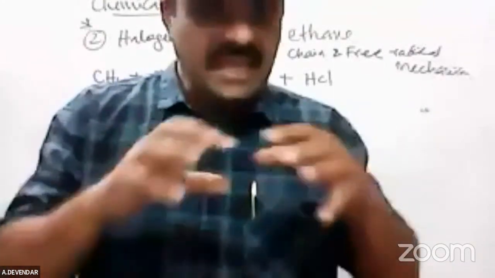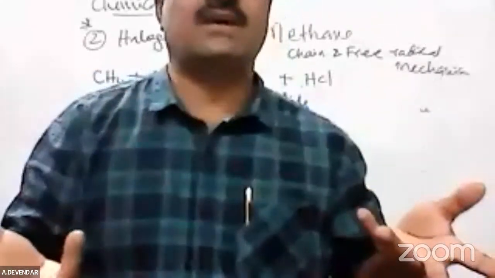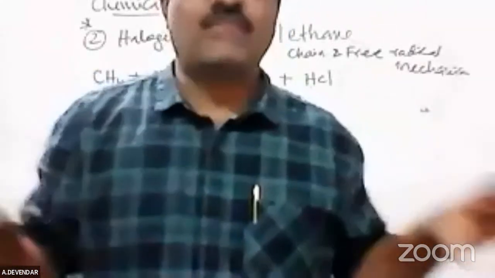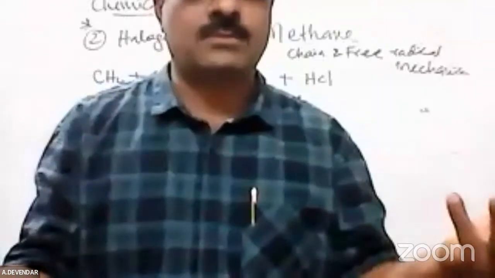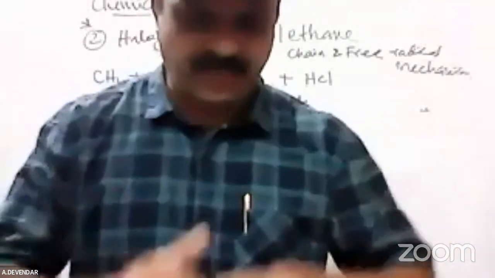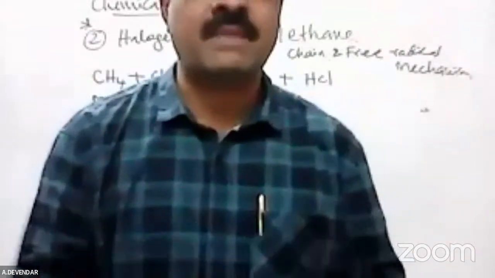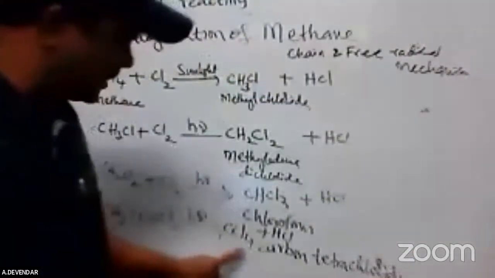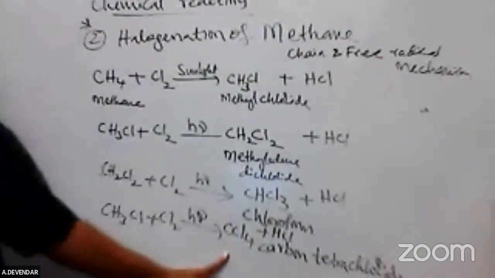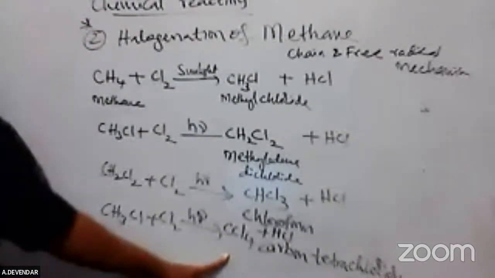The second step is about how many possibilities of free radicals will be forming, how many types of possibility. That is called propagation. Propagation means widening. The last step is called termination. Termination means the end product. The end product is carbon tetrachloride. This is called the termination step.